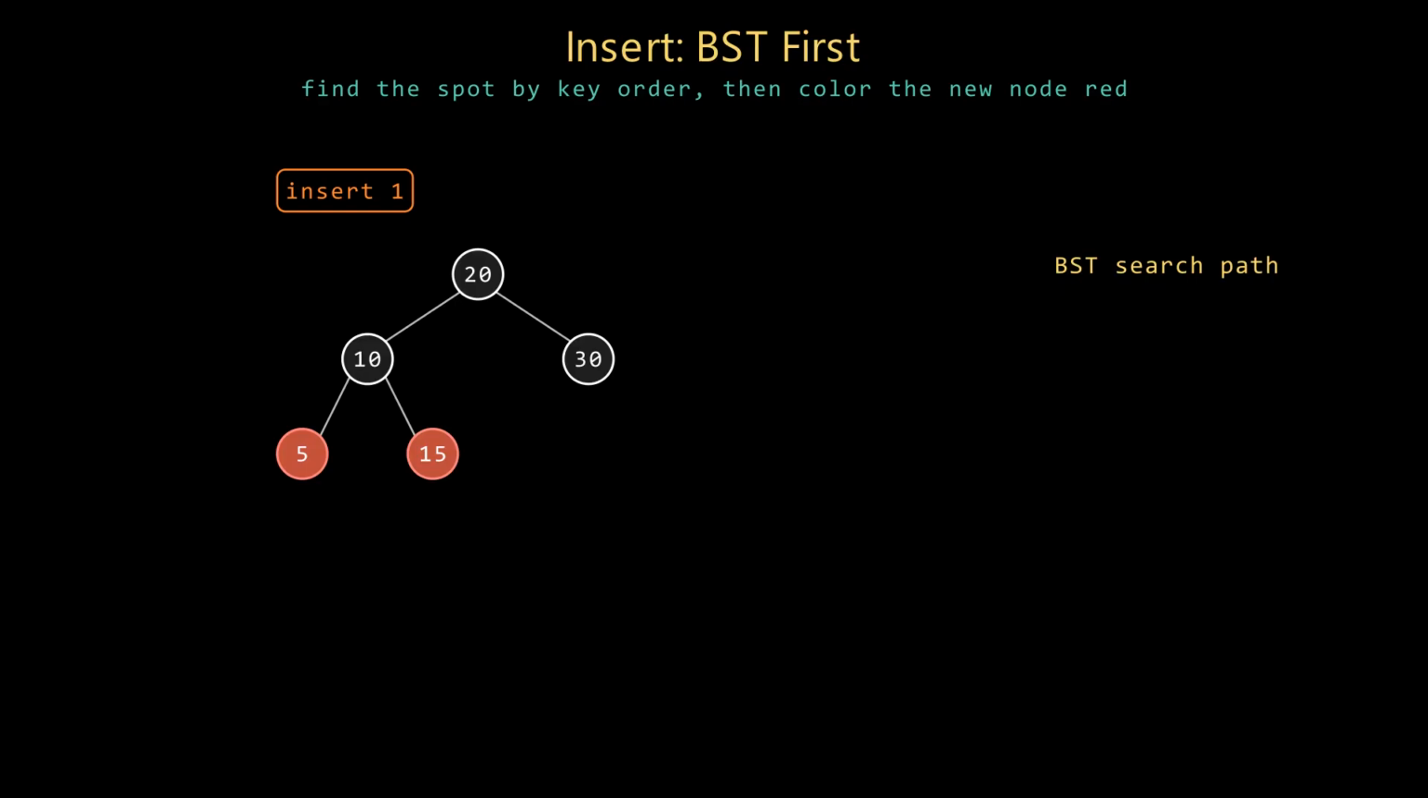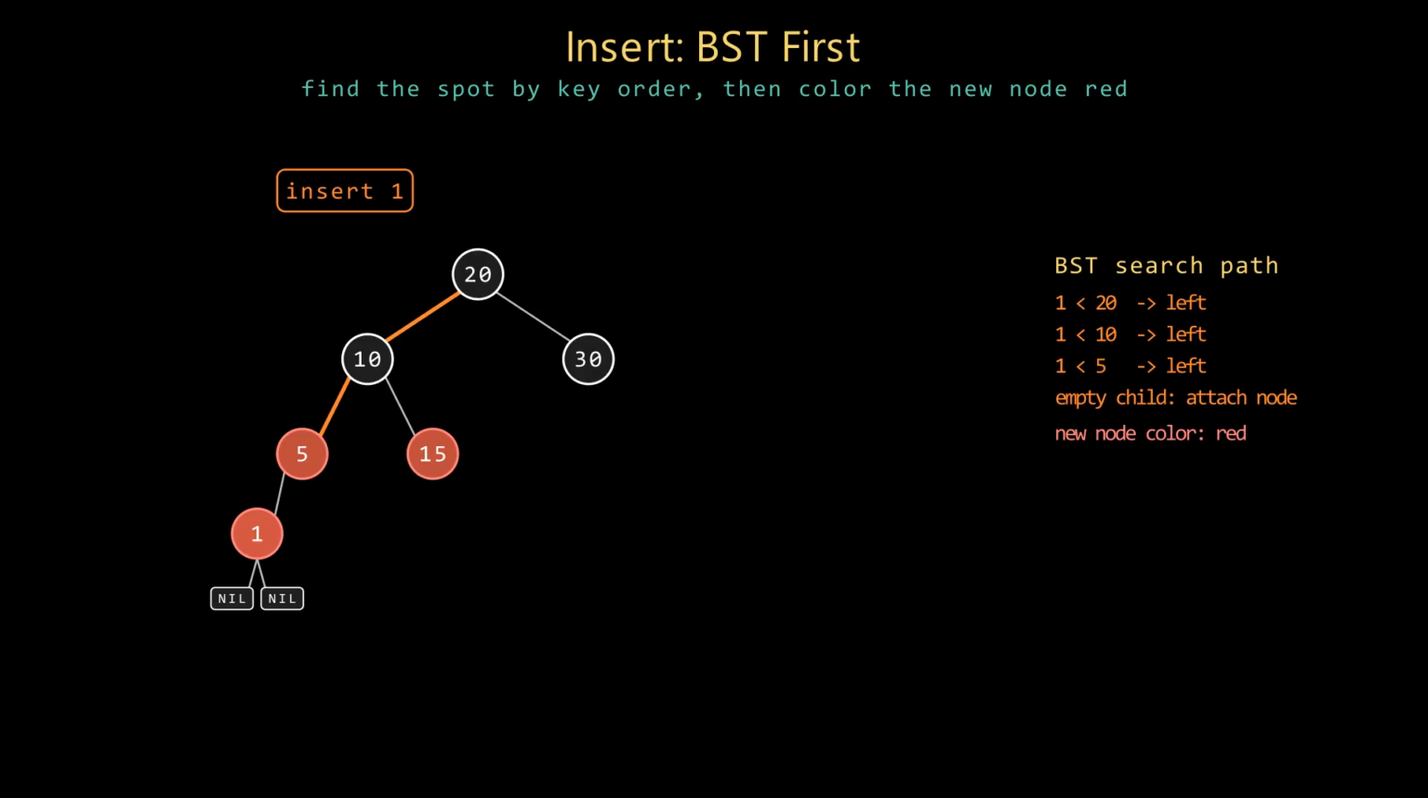Before we repair red-black tree insertions, separate the process into two parts. First, insert by normal binary search tree order. Then, if a color rule breaks, fix it. Insertion starts exactly like a normal binary search tree insert. The colors do not affect the search path. For key 1, compare with 20, then 10, then 5. Each comparison chooses left or right by ordinary BST order. When we find the empty child position, we attach the new node there.